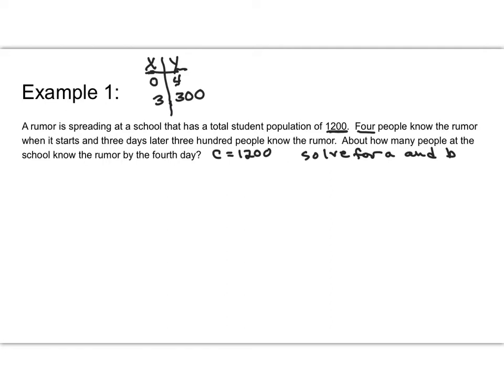So I'm going to say, we're going to solve for A first. We always solve for A first, and you'll know why in just a moment. If I go back to my equation, here, I'm going to be putting in a 0 for x. That means that y is equal to 4. When x is 0, y is 4. And we already know that c is 1200.